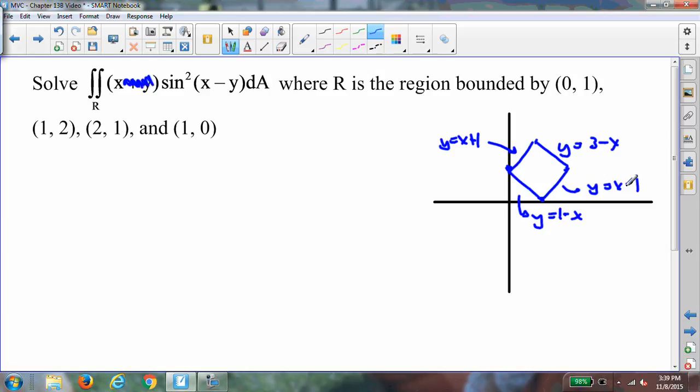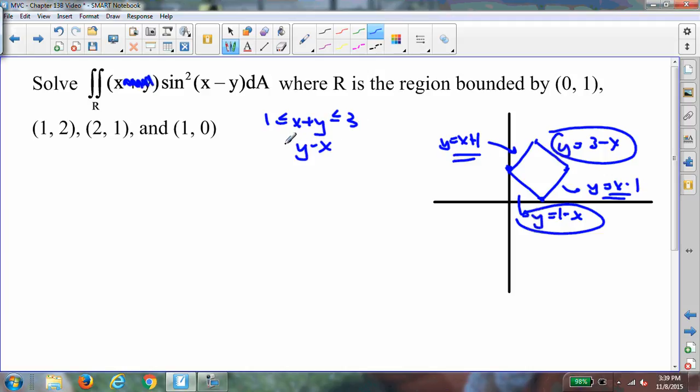So if I rewrite these in terms of x, y expressions, notice I would have, from these two lines here, x plus y between 1 and 3. And from this one and this one, I would have y minus x between negative 1 and 1. So it'd be really nice if I rewrite the variables in terms of x plus y and y minus x. Or I'm going to go ahead and change this so it's prettier. x minus y between negative 1 and 1.